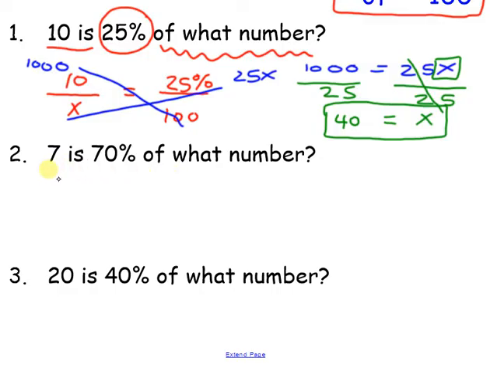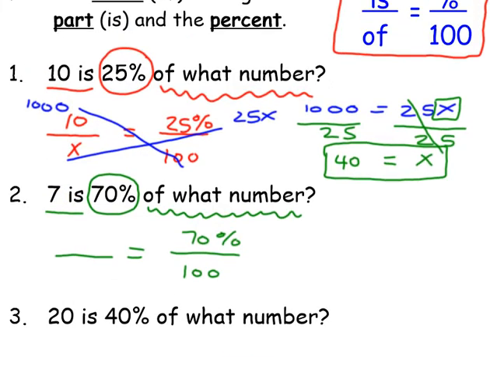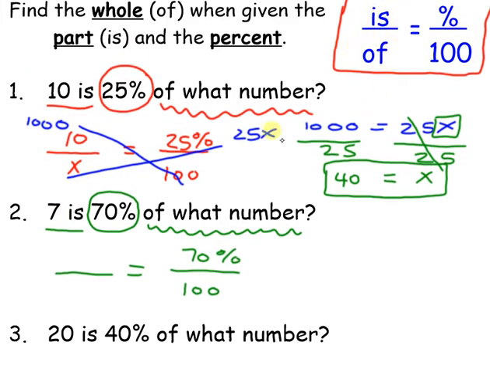I'm going to annotate it the same way. 7 is 70% of what number? So put your two fraction bars. Set them equal to each other. Your freebie, like your free space on a bingo card, is always going to be the 100. We have the percent, which always goes on top of the 100. This says 7 is, and if we go back up to our formula, the is always on top. So 7. And this says of what number? Our of is on the bottom, and we don't know. So that's our x.